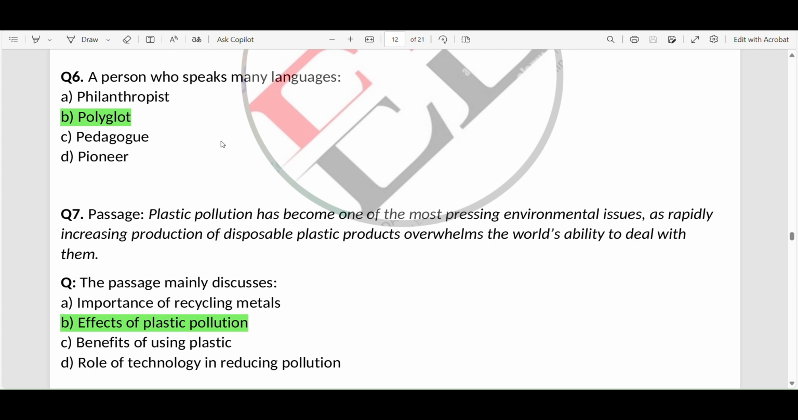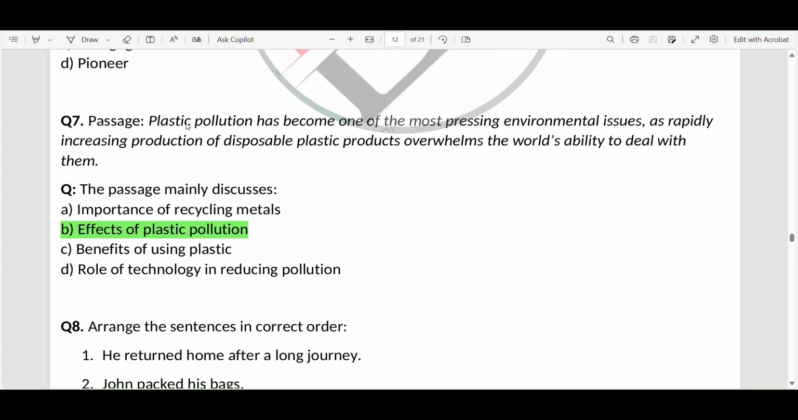The next question: a person who speaks many languages. What will we call the person who speaks many languages? We have languages like Telugu, Hindi, English, Marathi, many more. A person who speaks many languages will be known as polyglot. Poly is nothing but many, glot is nothing but tongue. So polyglot is a person who speaks many languages.